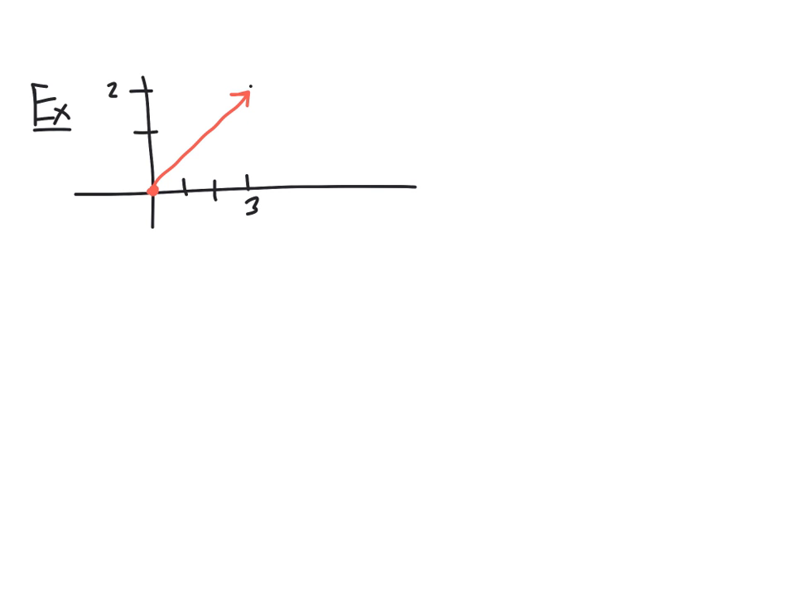So for a quick example, let's say we have the following vector in R2. We'll make it in standard position. The terminal point of this vector will be the point 3, 2. So if we called this v, then the component form of v is simply <3, 2>.